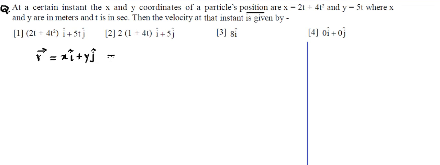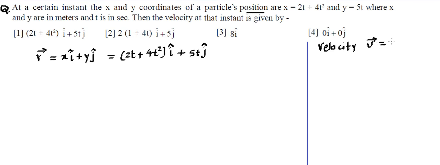Now we can put the value of x, which is here 2t plus 4t square. So this is a function of time, and we will write it as i cap plus, in place of y we can write 5t and j cap. So that becomes the position vector. Now in physics we will be learning later on the definition of velocity. So velocity is defined as, velocity is a vector, v vector is defined as rate of change of position vector with respect to time. So dr by dt is known as velocity.